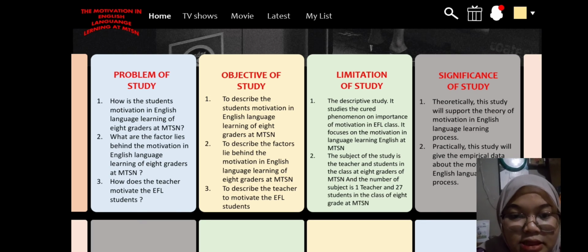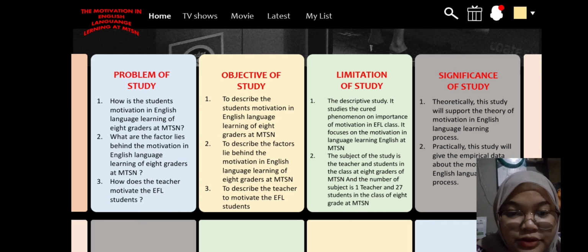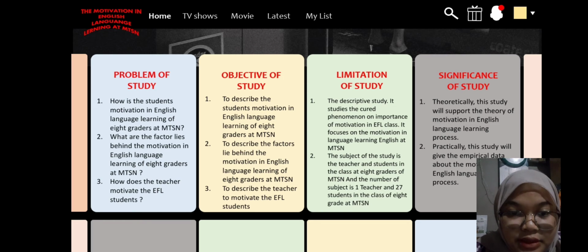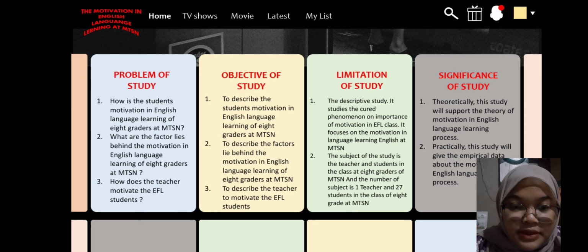The descriptive study, the student respondents on important motivation in EFL class. It focused on the motivation in language learning. And next is significance of the study.